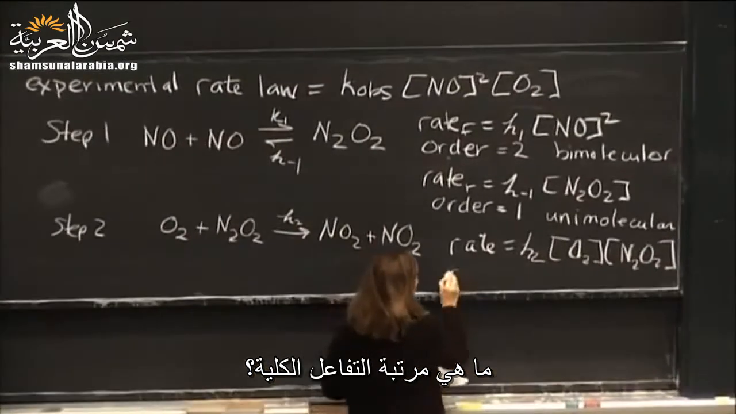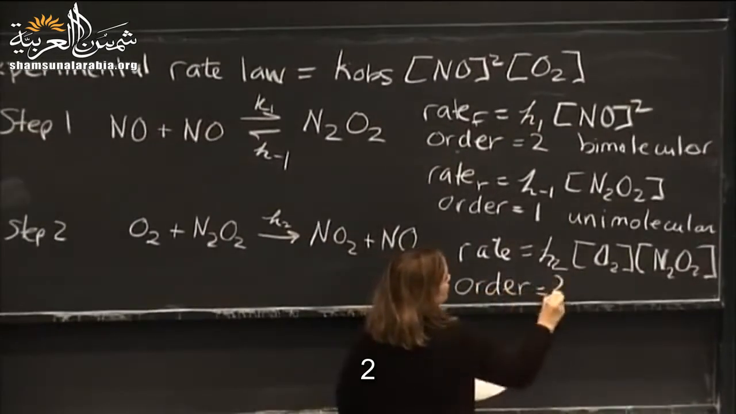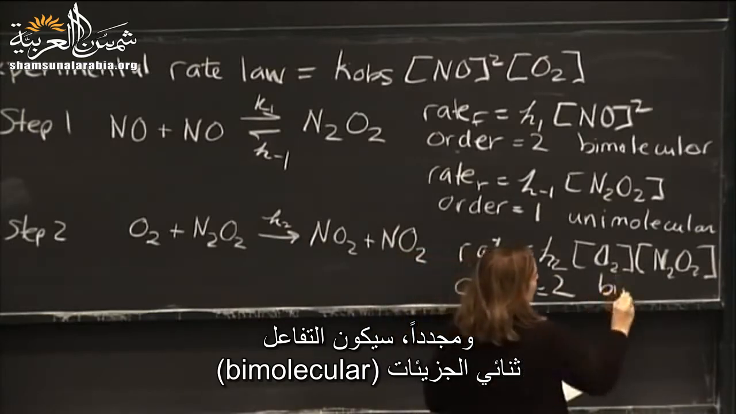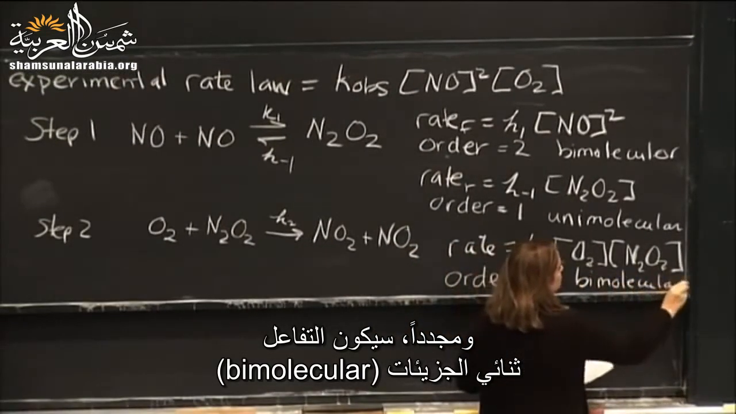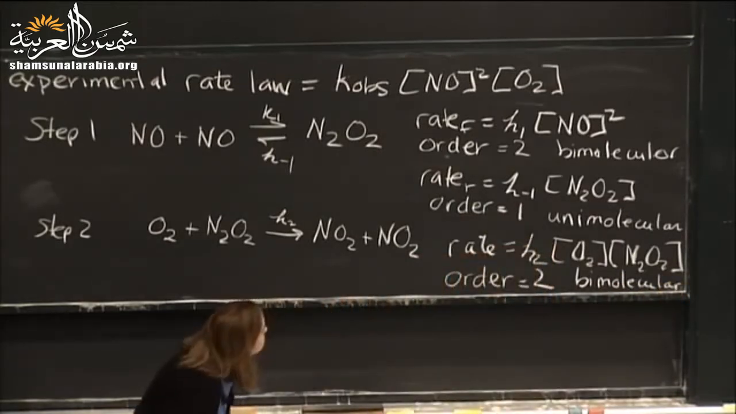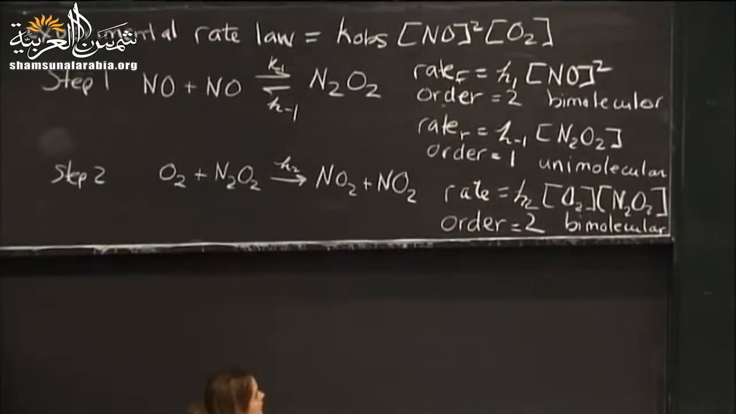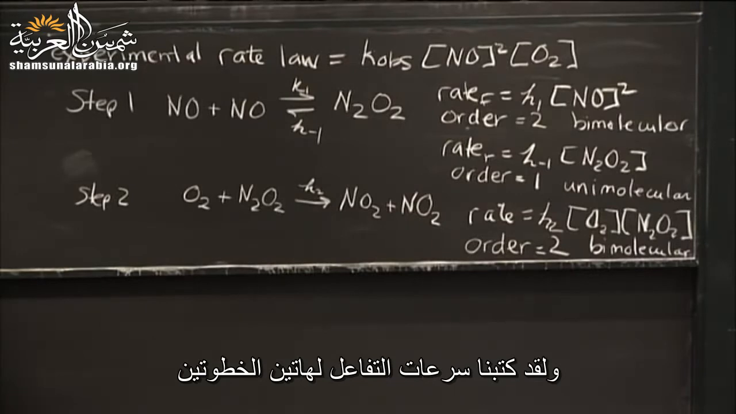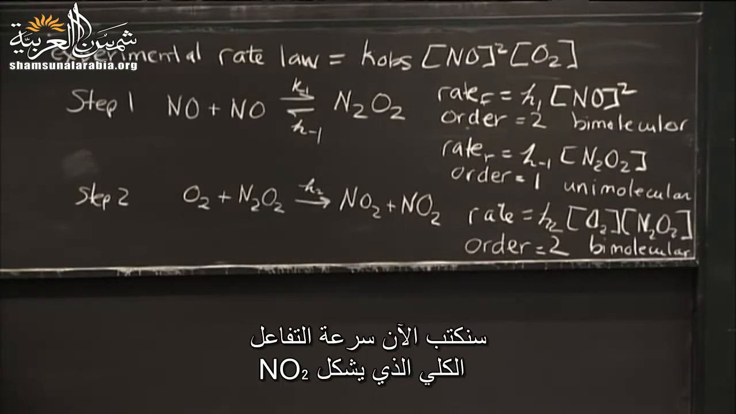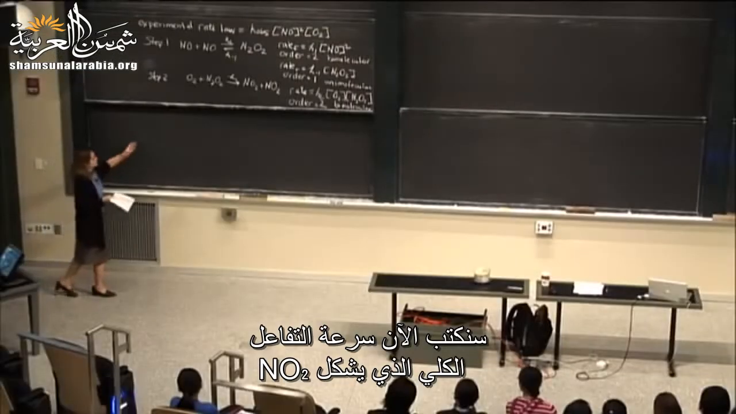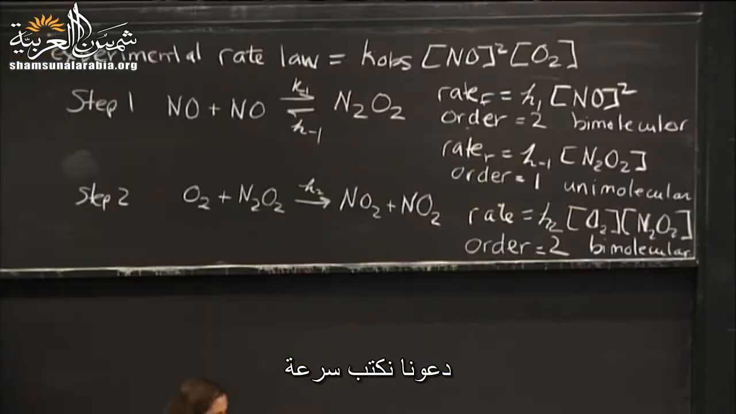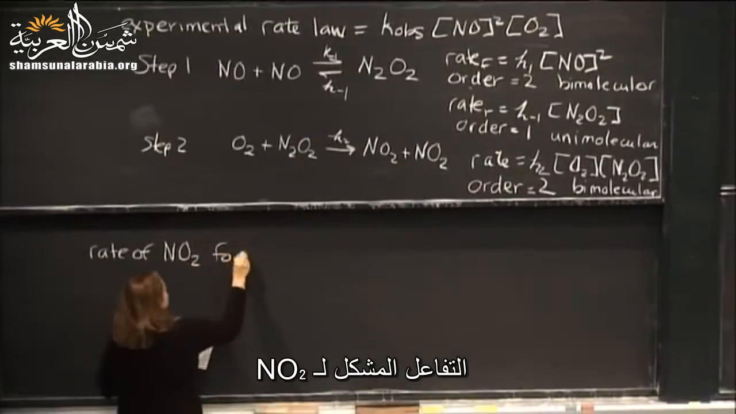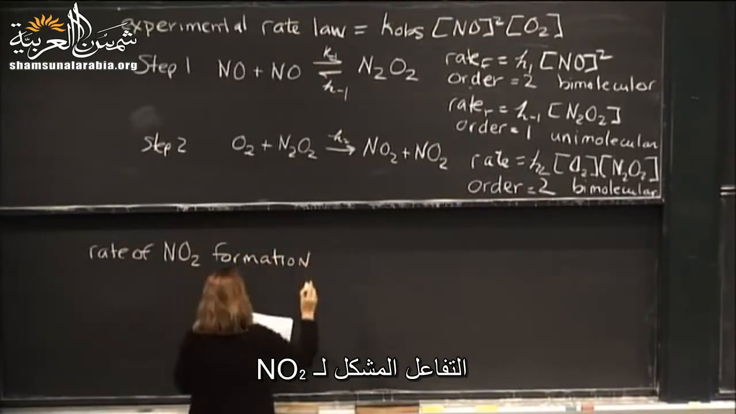All right, so what is the overall order here? 2. And again, that would be the bimolecular. Let's put that up there. All right, so we have our two steps, and we've written rates for all of those particular steps. Now we're interested in writing the rate of the overall reaction that forms NO2. So let's think about what the rate of NO2 formation is.